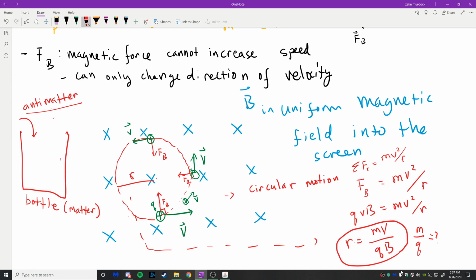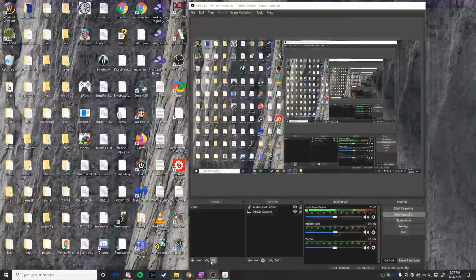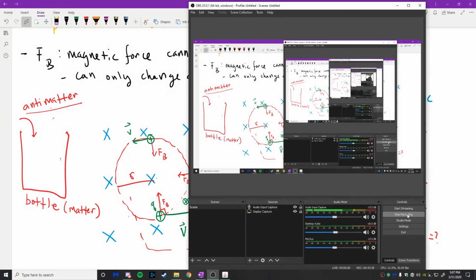Okay, I think that's all I have for you guys today. Do you guys have any questions? We'll pick it up from here next time. We'll do some problems discussing how we can use this relationship right here. And we'll also discuss applications of this, what a mass spectrometer is, what a velocity selector is, and all that kind of stuff. And that is it for today's class.